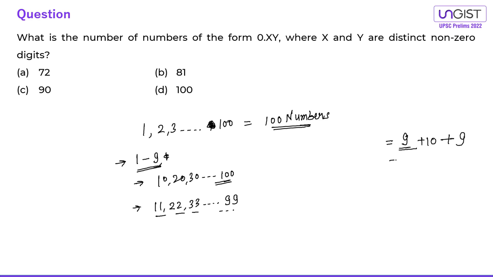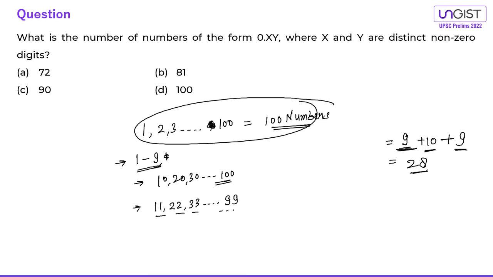So total 9 plus 9, 18, 18 plus 10, 28. 28 numbers should be excluded out of those 100 numbers, right? So out of these 100 numbers, 28 numbers will be excluded. So 100 minus 28, the answer is 72. Right, everyone? So 72 numbers are possible, right?